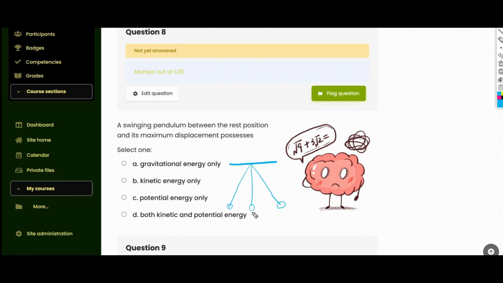swings. Now we know that at the point of rest, it experiences maximum kinetic energy, and here it experiences maximum potential energy, and here it experiences maximum potential energy. Then it says swinging from the position of rest. So from here its kinetic energy is maximum, and as it's swinging towards this position, the kinetic energy is reducing as the potential energy is increasing. So at this point the potential energy is maximum while the kinetic energy is minimum. So you can see that it is exhibiting both kinetic and potential energy as it swings from its position of rest to the maximum displacement. So the answer is D.